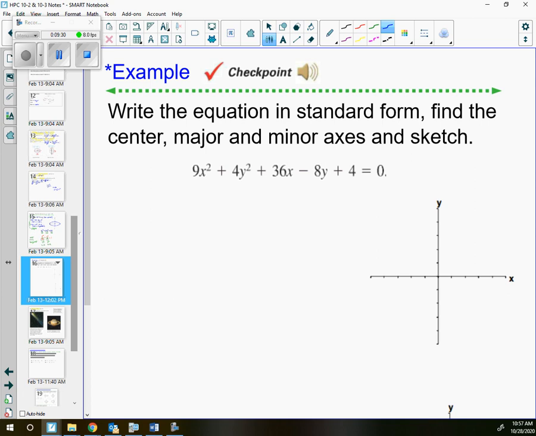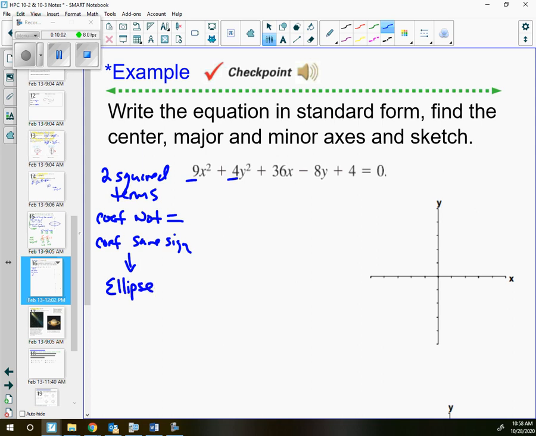Think about what we talked about in the last one and see if you can figure out why this one's an ellipse. Okay, so first thing to look for: two square terms. Check. That means it's not a parabola. Next, look at the coefficients of those square terms. They are not the same, so it's not a circle. And the coefficients also have the same sign, which means it's not a hyperbola. So all of those things together tell me, yep, this is an ellipse. Every time we look at a conic section, we're going to try to figure that out.